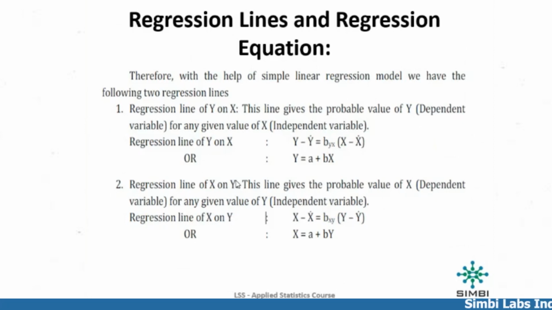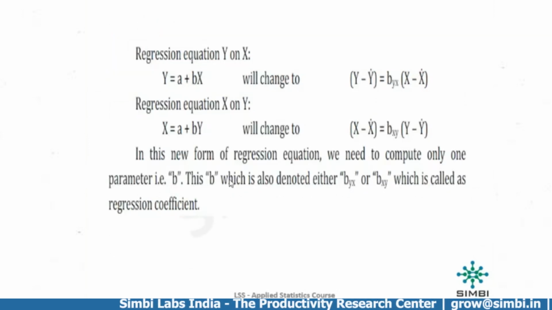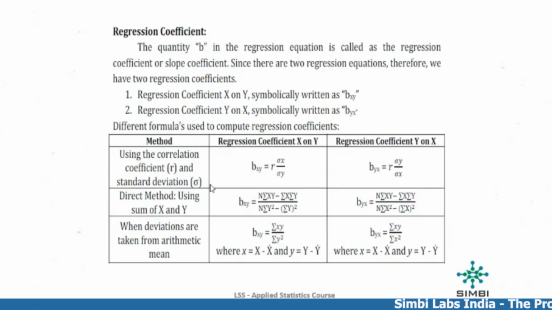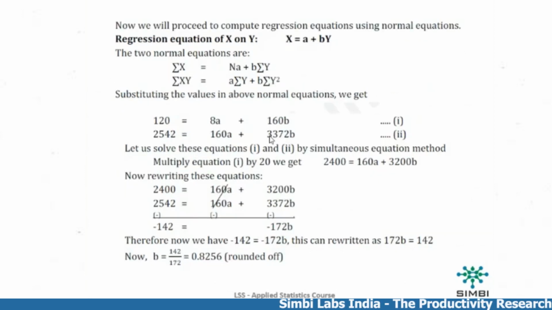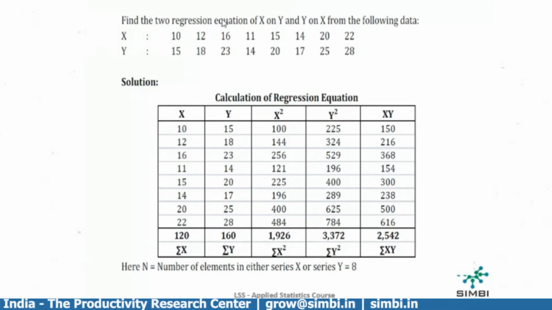So like that we can write the equations, and we can do the summations of the two variables also, and the regression equation of y on x. Like this we can do the calculation. Y equal to a plus bx will change to y minus y bar equal to byx into x minus x bar. So like this we can do the calculation, and let us see some examples for this regression equation.